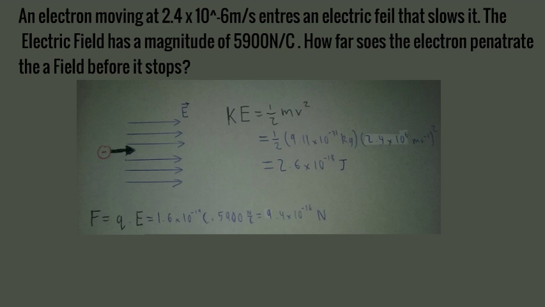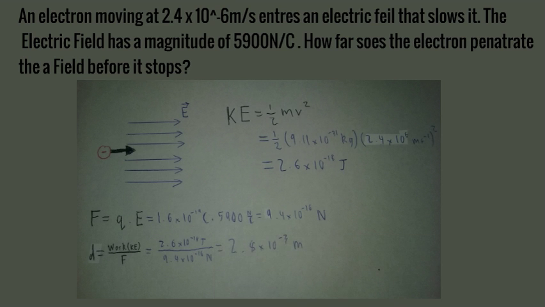newtons. Now we've got work and force. We put into the equation distance equals work, which is kinetic energy, over force. Now again, putting our numbers in, we end up getting 2.8 times 10 to the power of negative 3 meters. Now this is a very small number, but it is much energy for the electron to have.